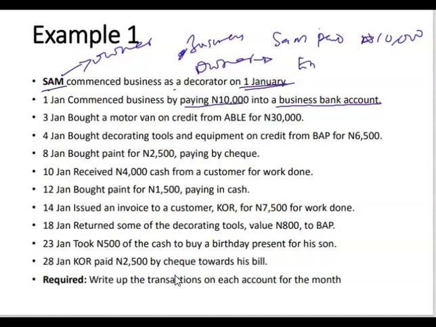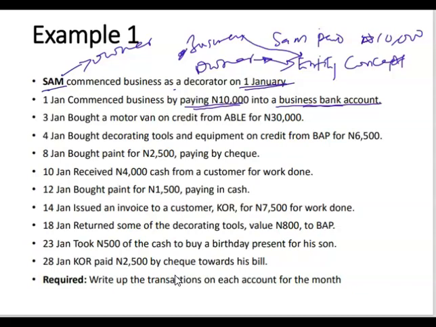Because of what we call entity concept, which means Sam, which is the owner, is different from what? The business itself. That means the business can sue and be sued. Now, this 10,000 naira that Sam is paying to the business account, it is not going to his personal account, but to the business account. That means this 10,000 is a liability to the business. The business is expected to pay Sam back.